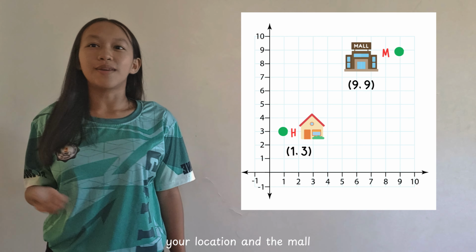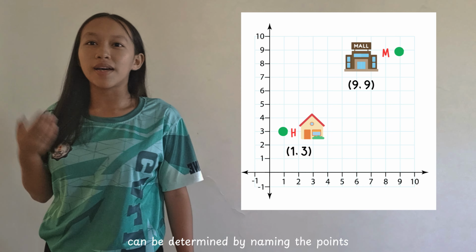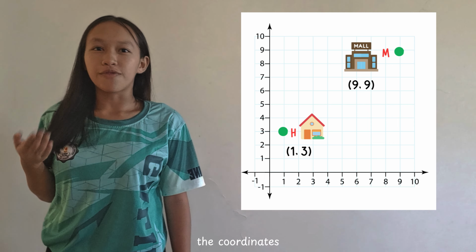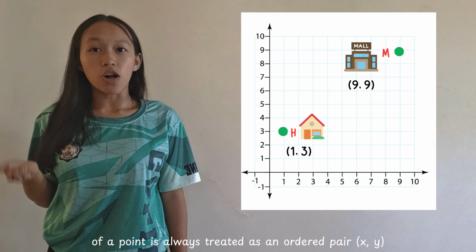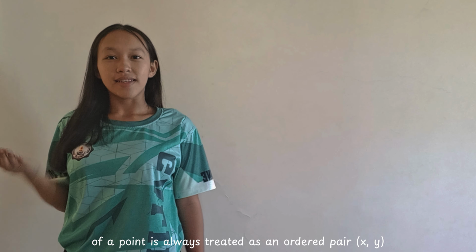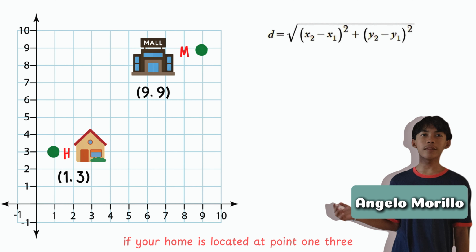Your location and the mall can be determined by naming the points in the Cartesian plane. The coordinates of a point is always written as an ordered pair x and y. If your home is located at point (1, 3) and the mall is at point (9, 9), using the distance formula, find the distance from point H to point M.